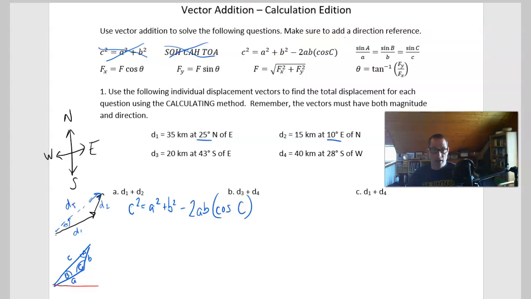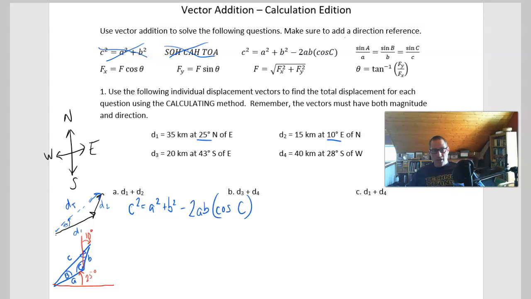So if this is east, then this angle here is 25 degrees. Okay. And then this angle here from straight north, so this is straight north, this angle here is 10 degrees. Okay, so if this is straight north, what would be the angle here?